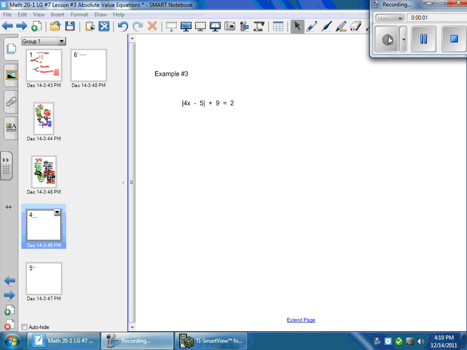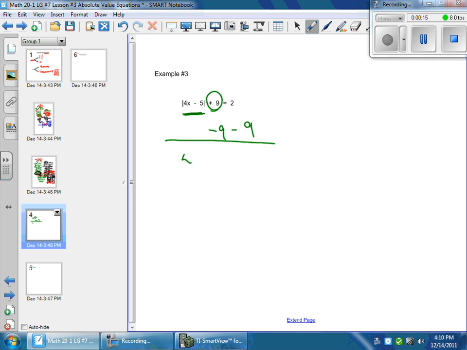So, okay, here's another scenario for you. Really interesting here is if you look at what I got right here. I got another absolute value function, but I got this crazy 9 on this side. So why don't we just get rid of that 9? How? Simple. Subtract it from both sides. Look what you have: |4x - 5| = -7.